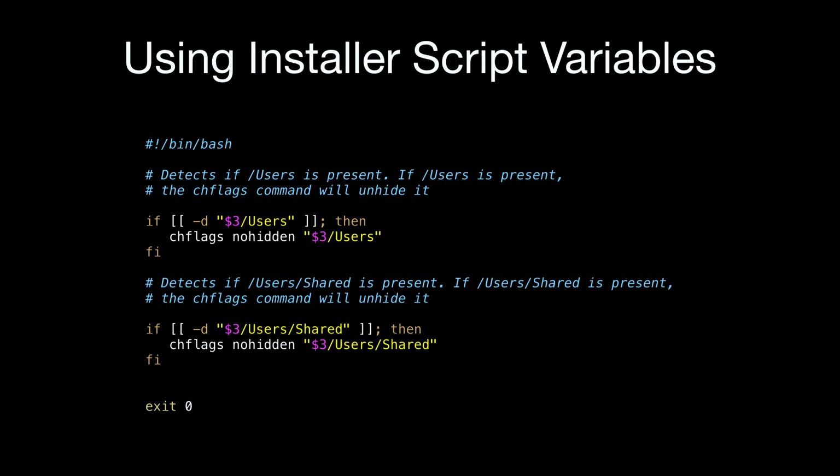One thing that is important to know is that the closest set of variables to the script is going to win. So if your systems management tool assigns $3 to one thing, and it's different than what installer does, the installer assignment is what's going to win. For example, Jamf, I believe, assigns $3 to a user, where installer assigns it to the targeted volume. Targeted volume is what $3 is going to mean for your script inside the installer package.